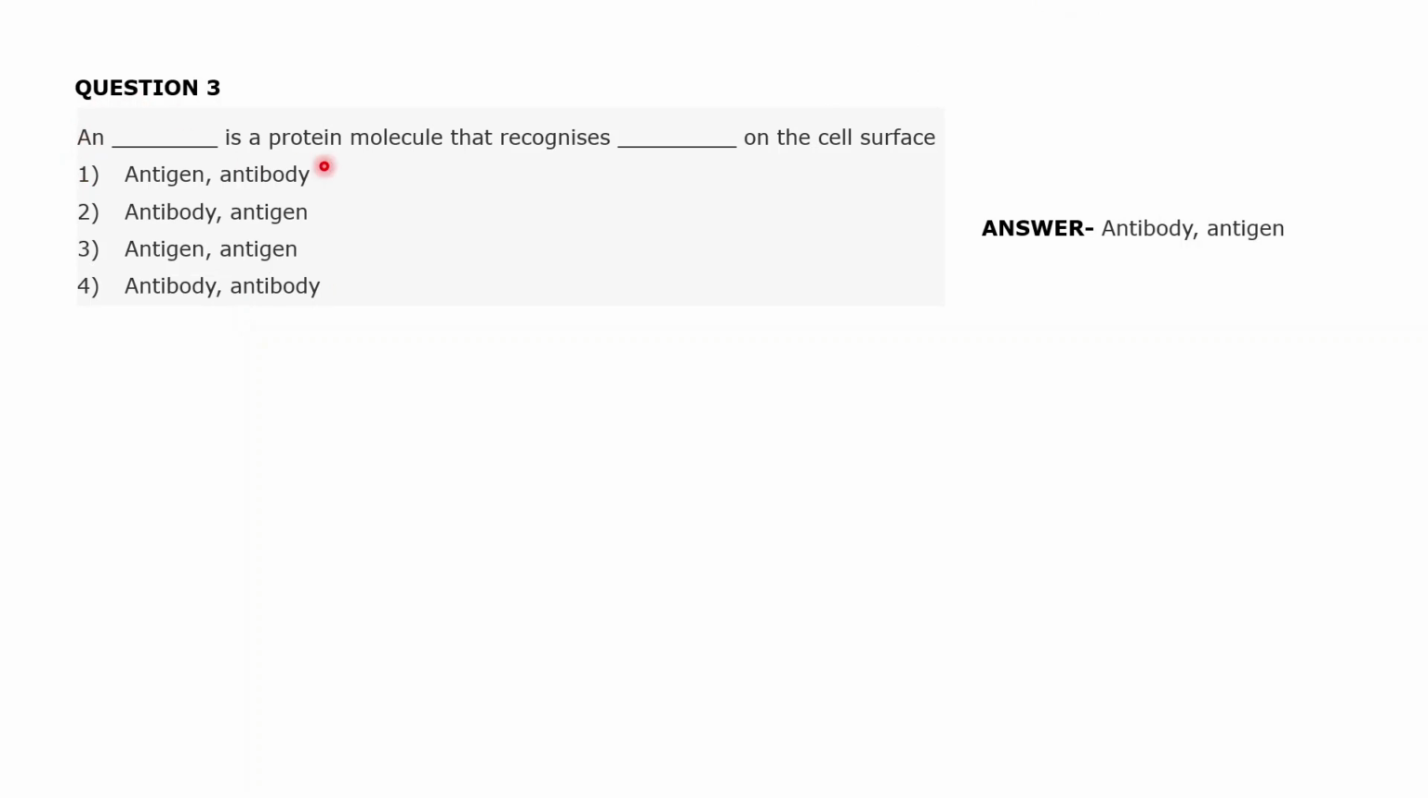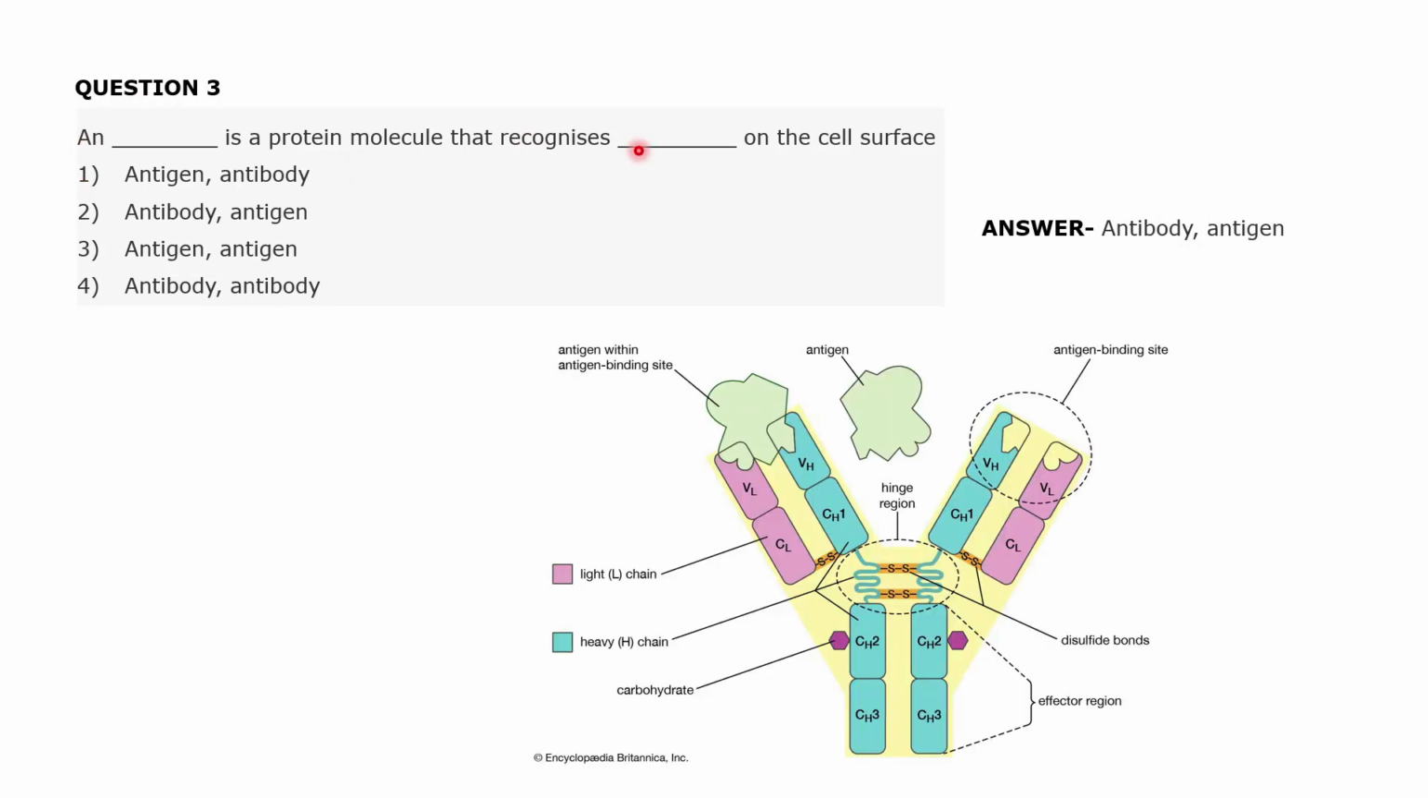So an antibody is a protein molecule that recognizes the antigen on the cell surface, right? Basically, if I give you a diagram, this will be the one. So this is an antibody, right? There are heavy chains there, there are light chains there. Basically, it is a dimer, right? You can see the variable region that is present at the surface. So the antibody has a particular variable region that promotes binding to a particular substance called an antigen.